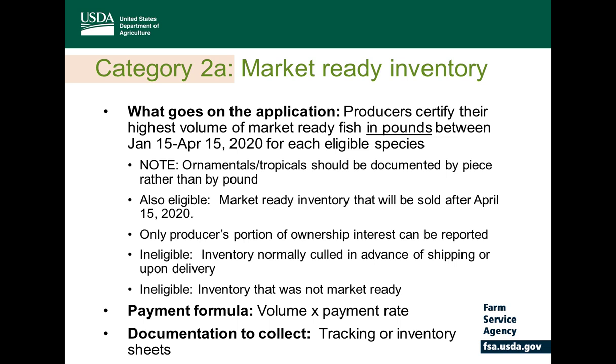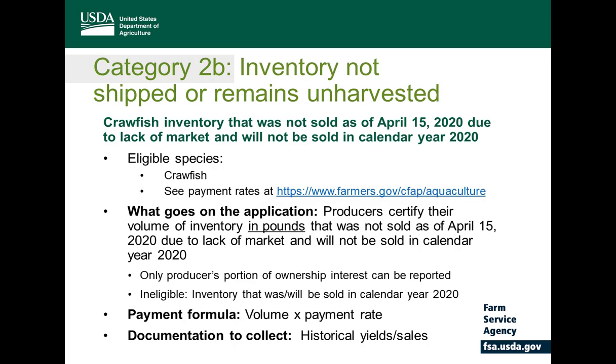And ineligible is inventory that's normally culled in advance of shipping or upon delivery, as well as inventory that was not market ready. Payment formula is going to be that volume times the payment rate. And documentation to collect, again, is going to be tracking inventory records, anything like that that's going to help to get what those numbers are.